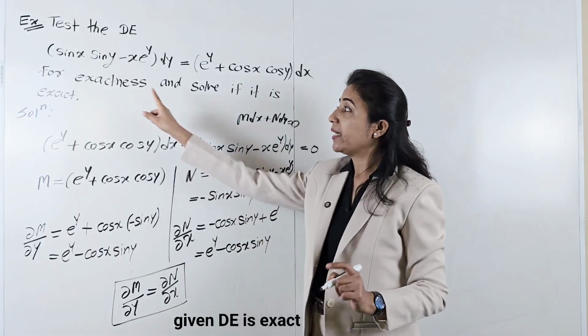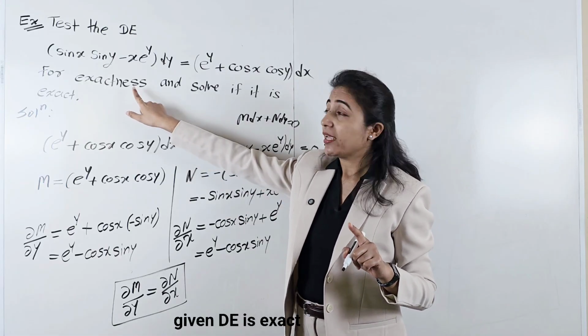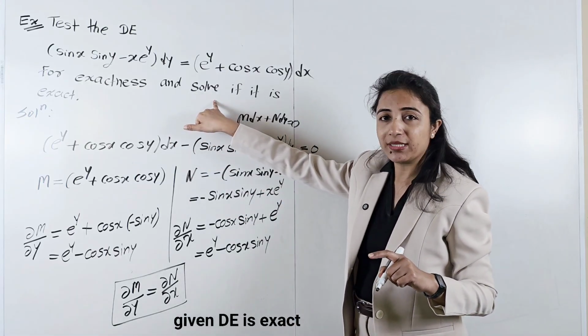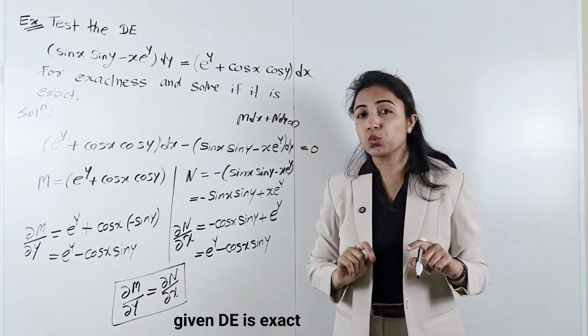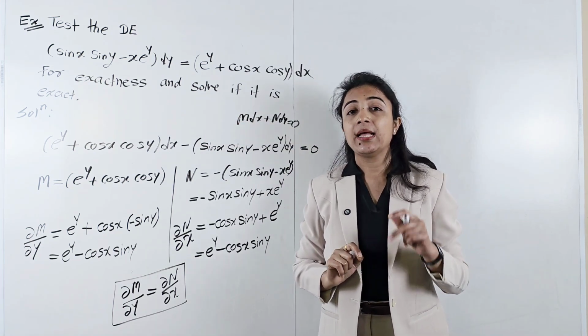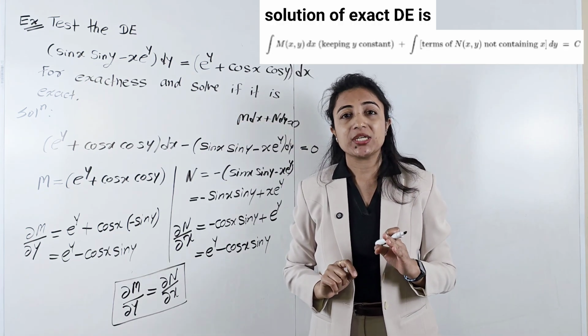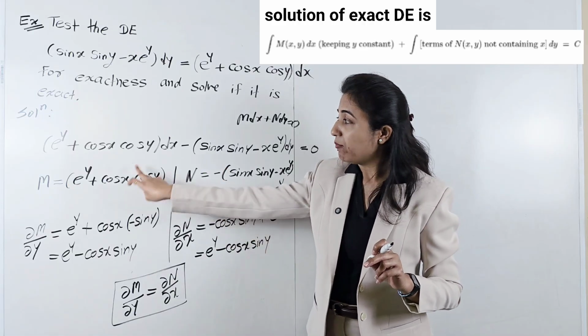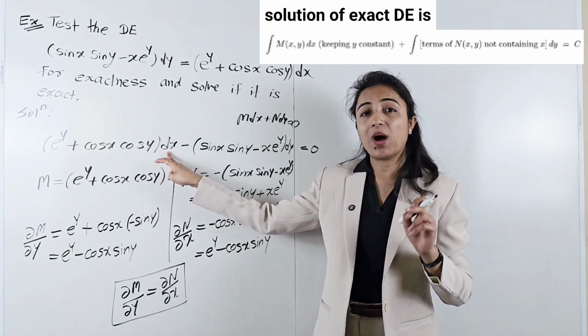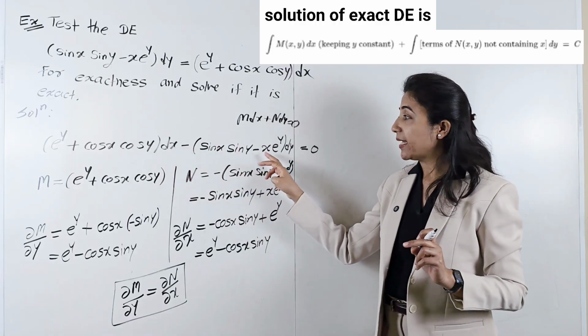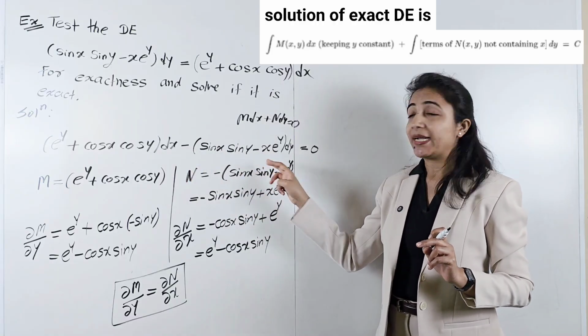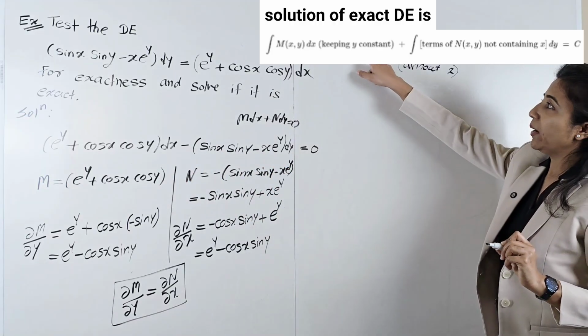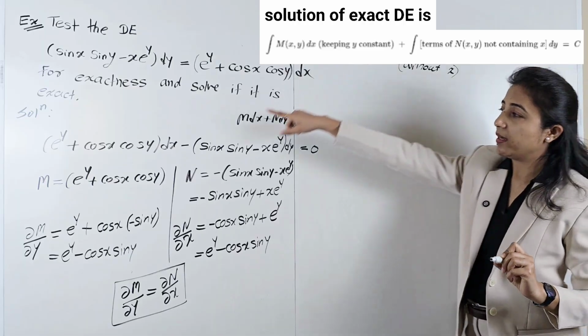And what is the question? Test for exactness. If it is exact, we have to solve this equation. And what is the solution of this differential equation? If the given differential equation is exact, then its complete solution is the integral of M with respect to x, keeping y as a constant, plus the integration of N without containing x terms. So here for M we have to take the whole complete function.